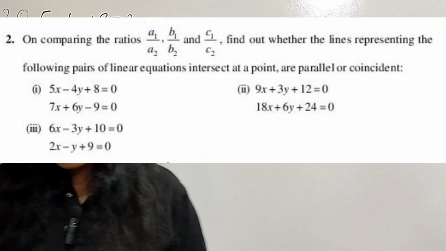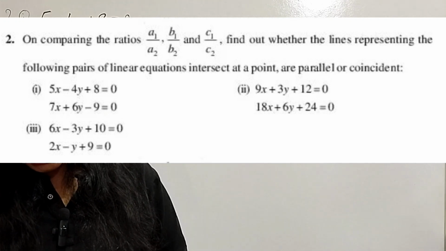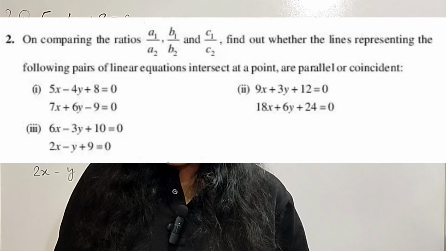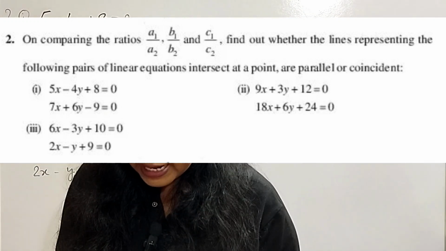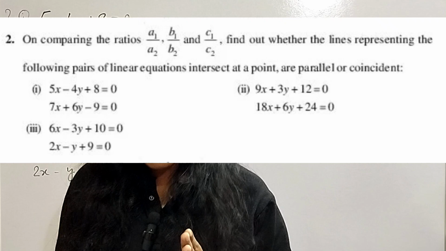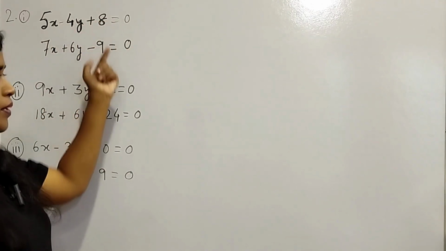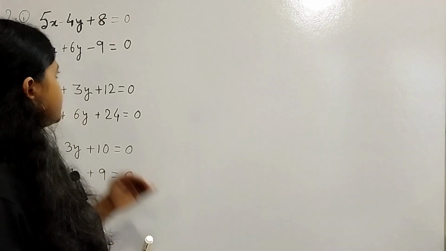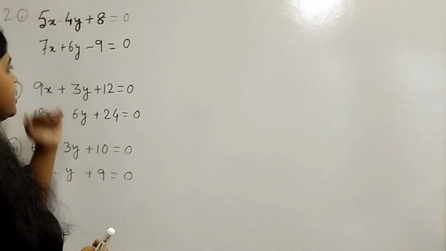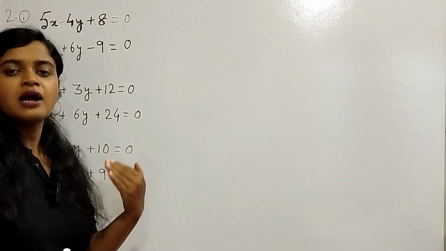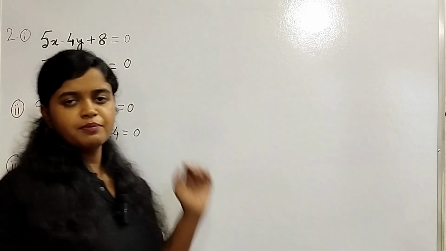Question number 2 is saying here, on comparing the ratios A1 by A2, B1 by B2 and C1 by C2, find out whether the lines representing the following pairs of linear equations are intersecting at a point, parallel or coincident. So we have been given pairs of linear equations and we have to compare their ratios A1 by A2, B1 by B2 and C1 by C2 and find out whether each pair is intersecting at a point, parallel or coincident. So let us start with question number 1.